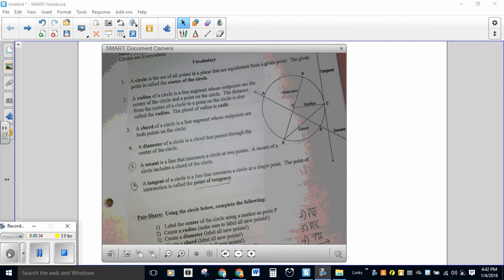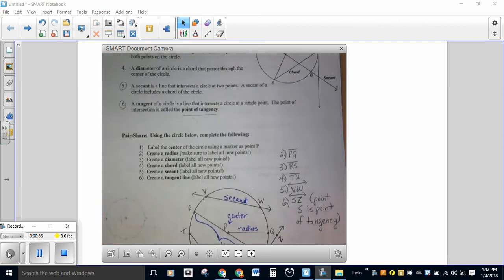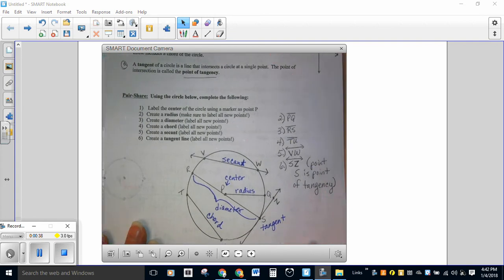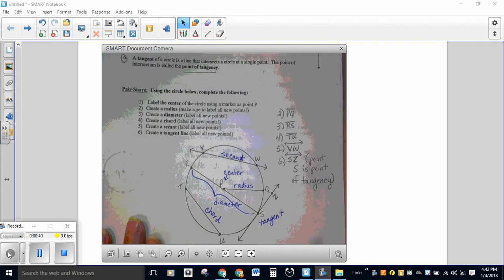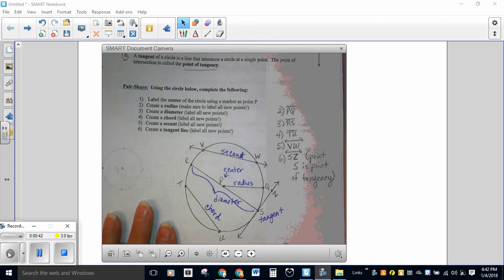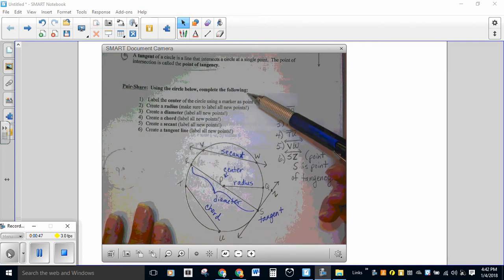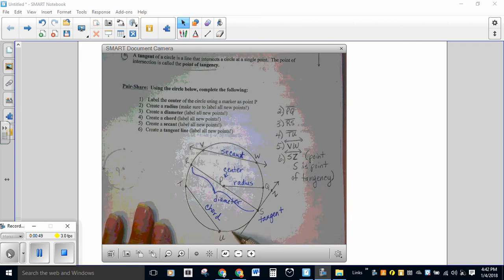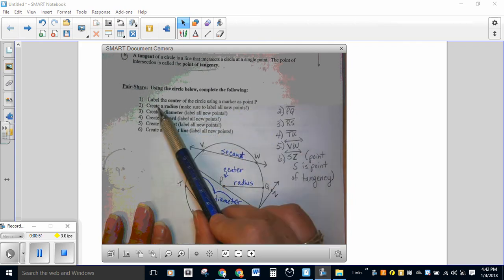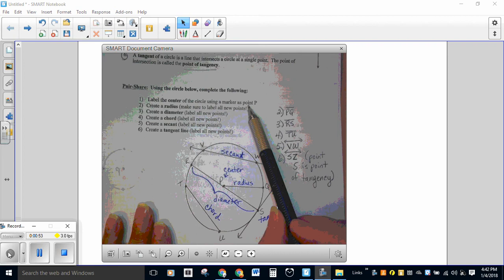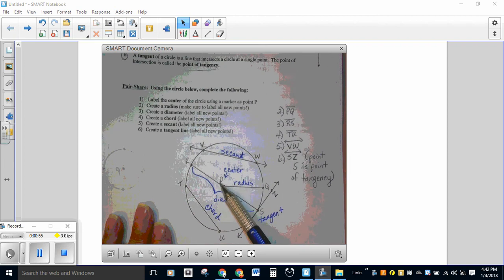Now, for the pair share part that you did today in class, or if you weren't here, you're going to do when you get your notes, it asks you to use the circle below to complete the following. And if you notice, I went ahead and connected the bottom of my circle here. First, it says label the center and mark it as P. So we put P in the center and it marks it.